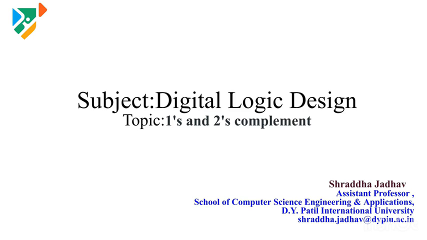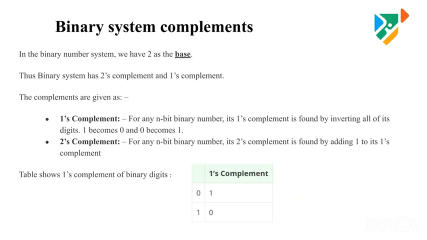In the binary number system, we have base as 2. The binary number system has twos complement and ones complement. For any n-bit binary number, its ones complement is found by inverting all of the digits, that is 1 becomes 0 and 0 becomes 1. And for the twos complement, for any n-bit binary number, it is found by adding 1 to its ones complement.